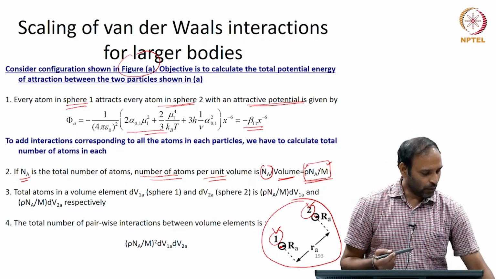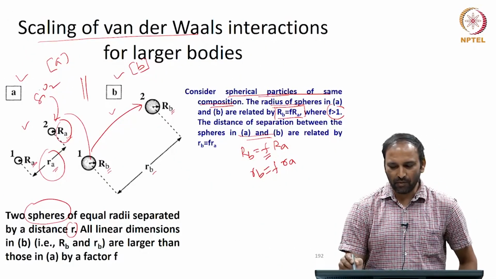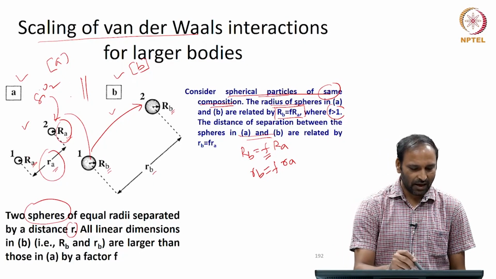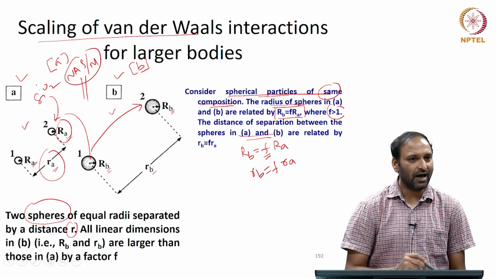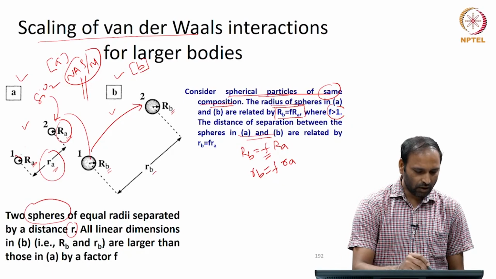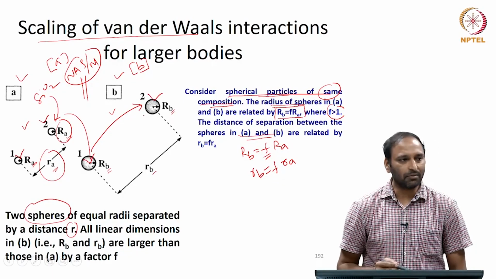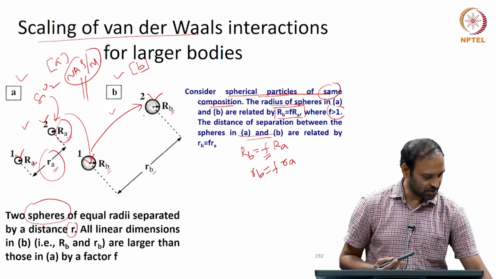In fact, because these are made up of the same composition, whether I take N A into rho divided by m, that is the number of atoms per unit volume, whether I take particle 1 here, particle 2 here, particle 1 here, particle 2 here, that number is going to be exactly the same, because their composition is the same.